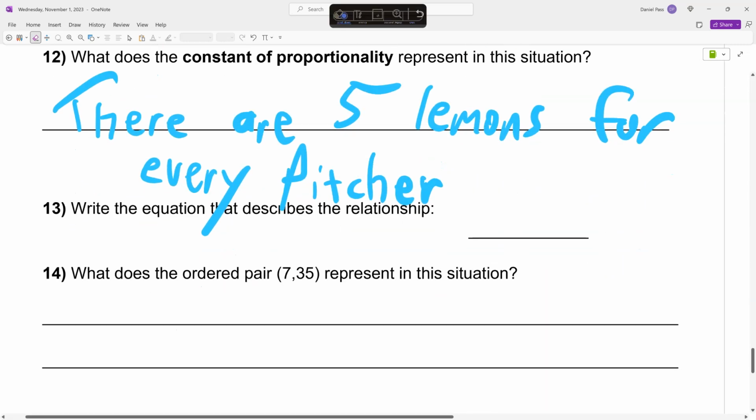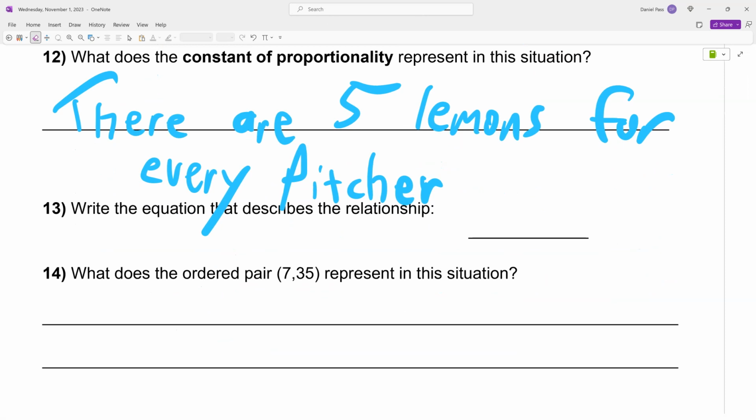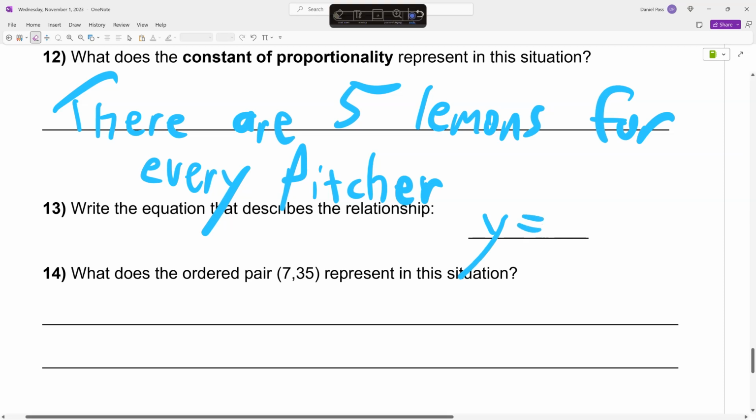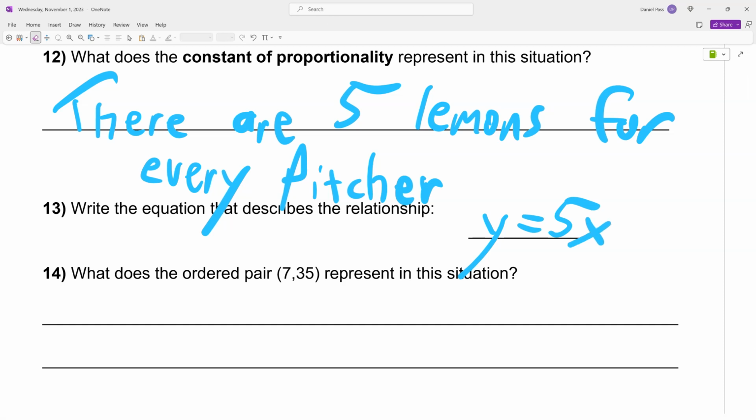Exactly. Okay, what's the equation? Again, the equation needs to be the same, similar to the other one. Y equals 5x. Exactly. Very good. You have to have a y and an x and your k. Y equals kx.